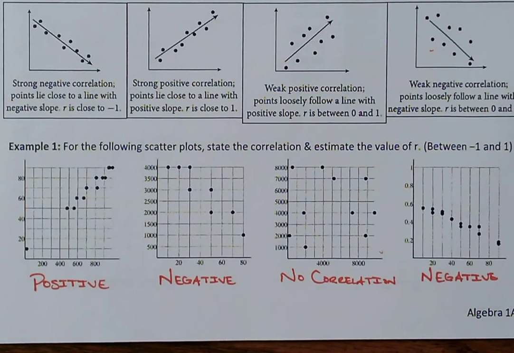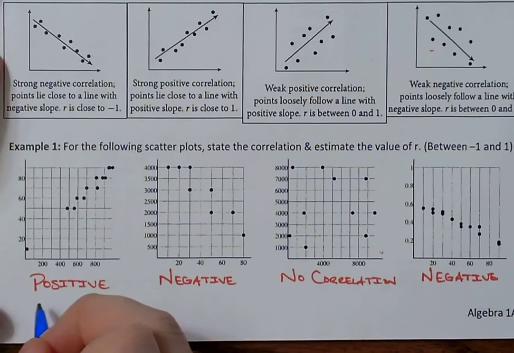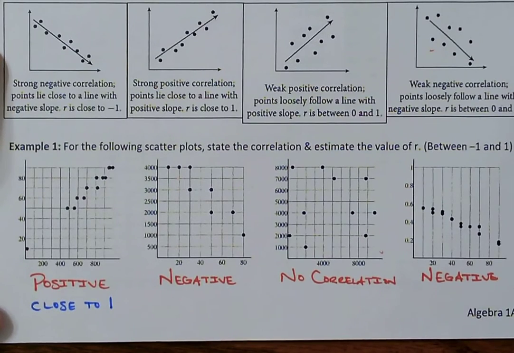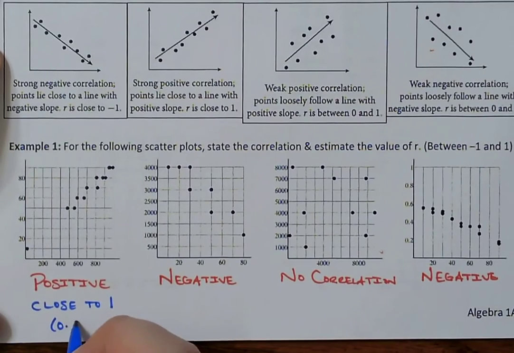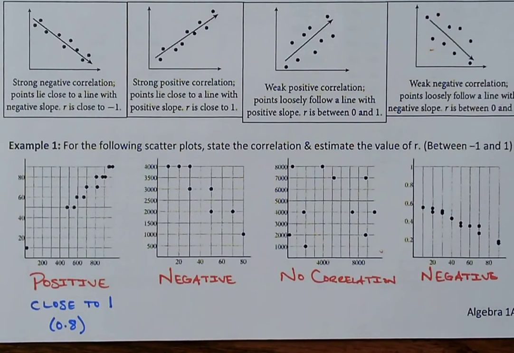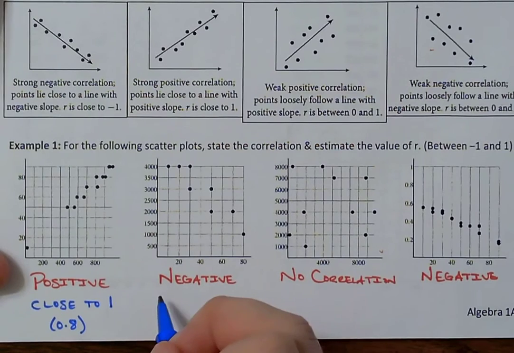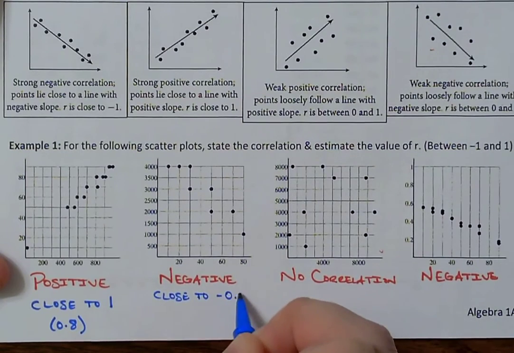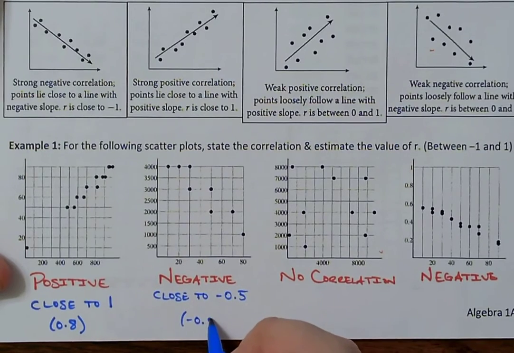Now all you have to do is just estimate the value of R, so between -1 and 1. If we look at the first one, okay, this is a very strong correlation, so that means that this is going to be close to 1, and for my estimating purposes, I would say about 0.8. If we look at this one, it's not terribly weak, but it's not real strong like this one is. So I would say that it's going to be close to 0.5 or -0.5. And I'm just going to estimate it as -0.5.